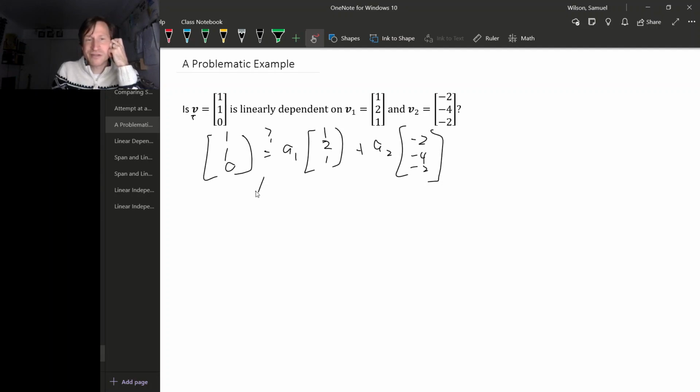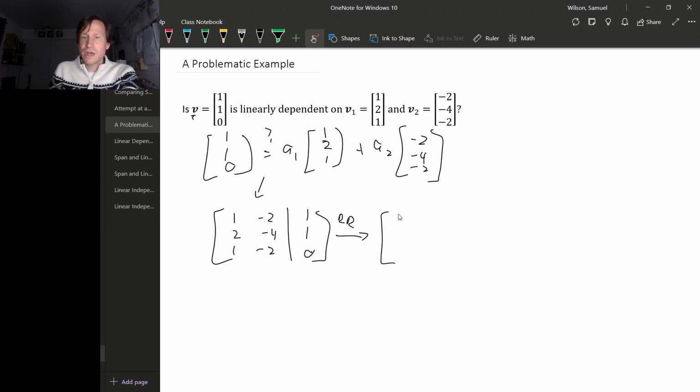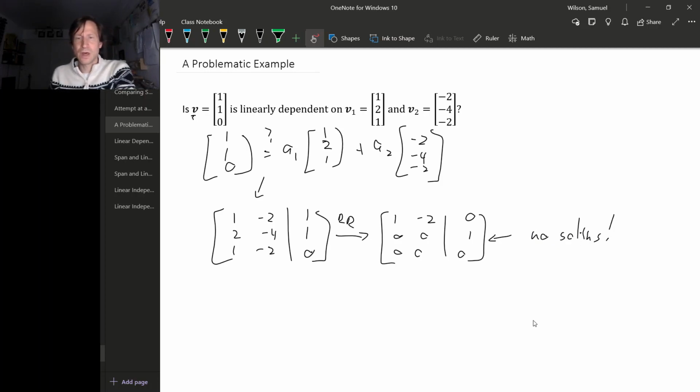And we can rewrite this as a matrix equation and then write that matrix equation as an augmented matrix. So that's going to be 1, minus 2, 2, minus 4, 1, minus 2, and augmented with 1, 1, 0. And then do row reduction. And what we get here is this. So we get 1, minus 2, 0, 0, 0, 1, 0, 0, 0. Okay, like this. And because of this second row, this means that there are no solutions. Which means that no, we can't write 1, 1, 0 as a linear combination of these other two.